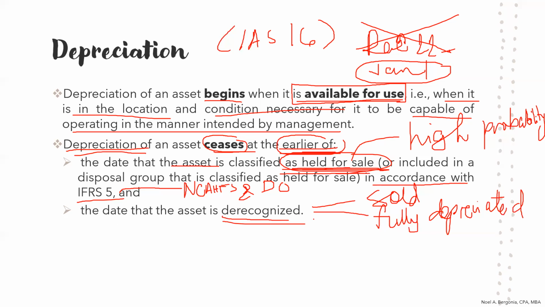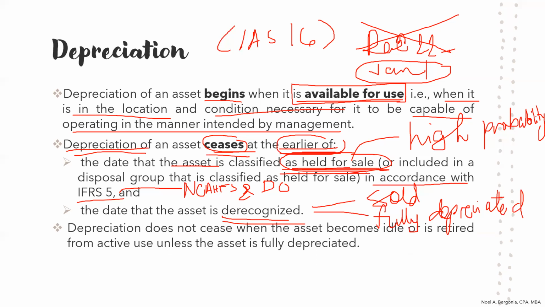Pero kung wala naman kayo nakitang sinabi sa problem na held for sale siya or derecognize siya, then tuloy nyo lang yung depreciation niya for as long as there is still an amount that we can depreciate. Okay, so I hope that that is clear. And lastly on this slide, are there chances na hindi pa po natatapos yung depreciation? Yes.